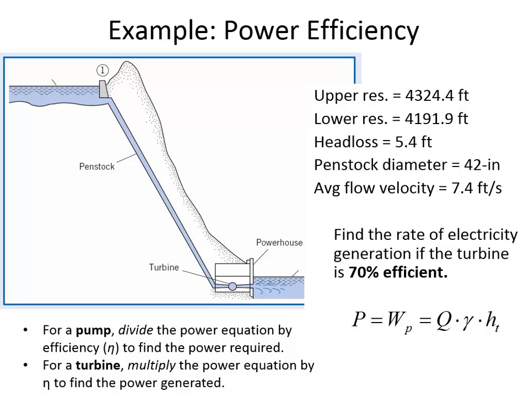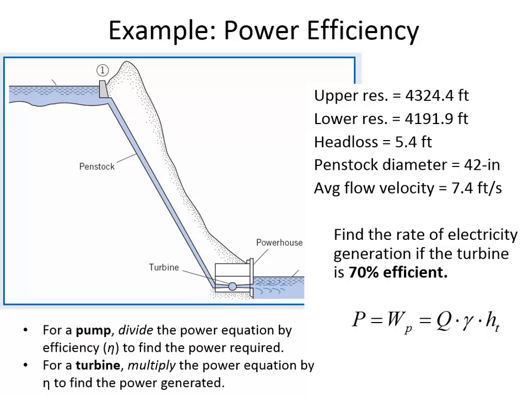Now, the power equation is simply the flow rate times the unit weight of water times H sub t. Now, if this was a pump problem rather than a turbine problem, then we'd substitute in H sub p instead of H sub t. If we were trying to pump water from the lower reservoir up towards the upper reservoir, then we'd switch the two.